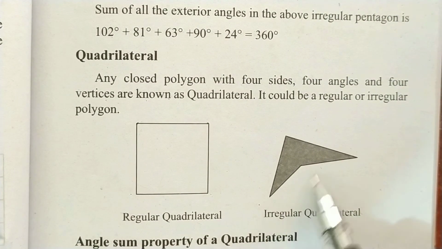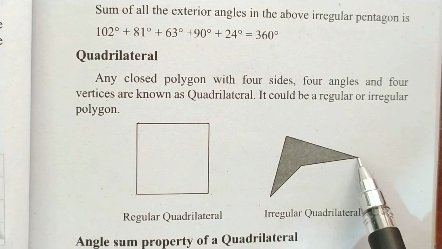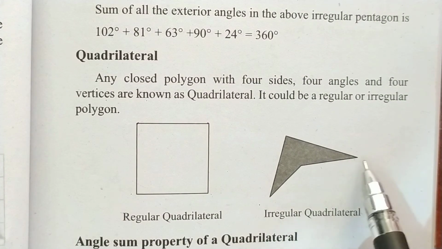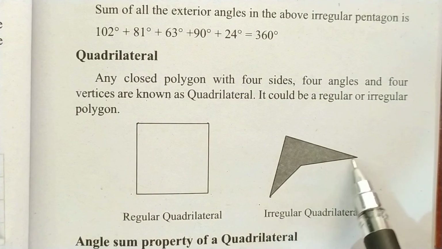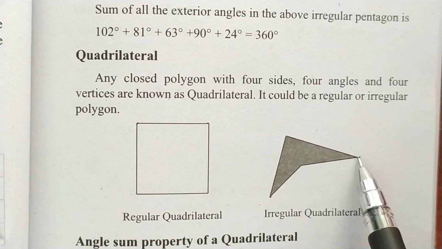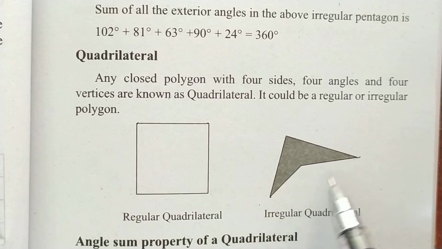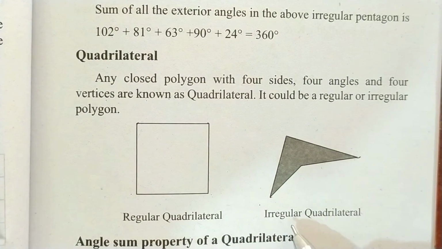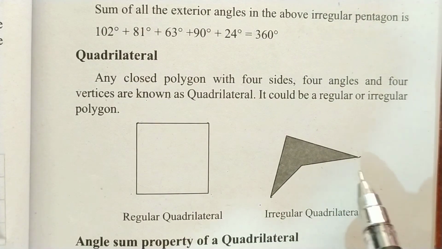In an irregular quadrilateral, one diagonal will be outside the quadrilateral. When you join these 2 points, you will get one diagonal. So if any diagonal lies outside the quadrilateral, outside the polygon, that is said to be an irregular quadrilateral, here an irregular polygon.